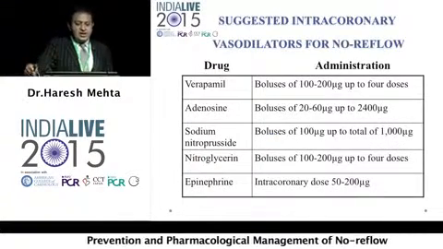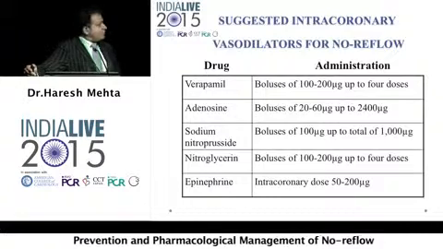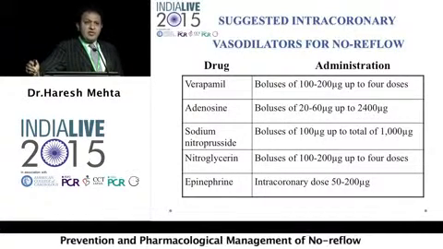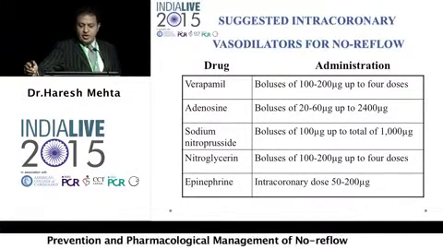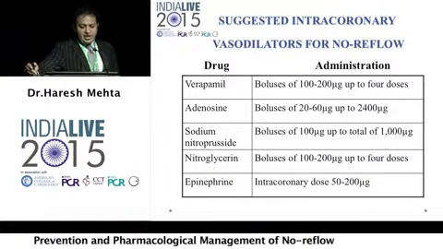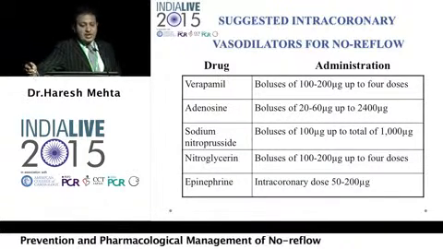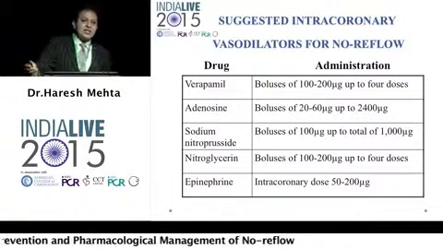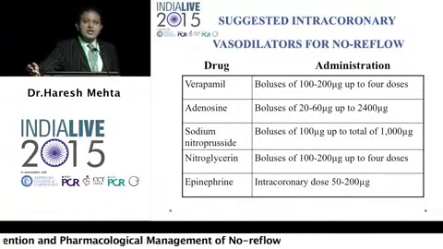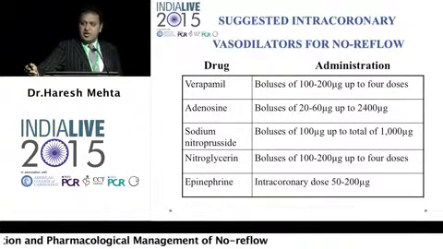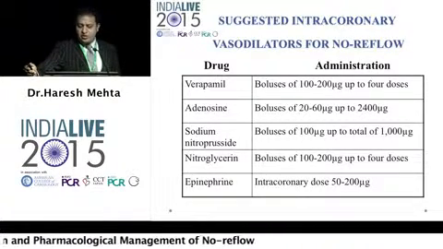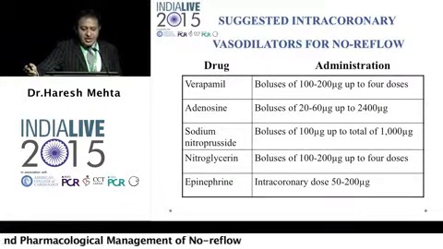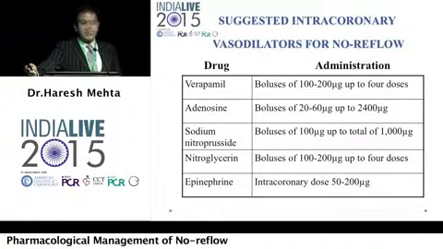And what are the suggested intracoronary vasodilators for no reflow? Verapamil, remember the dose is boluses of 100 to 200 micrograms up to 4 doses, can go up to 1 milligram, which I showed you. Adenosine boluses of 20 to 60 micrograms, you can go as high as 2,400 micrograms. Sodium nitroprusside, boluses of 100 microgram, can go up to a total of 1,000 microgram. Nitroglycerine, 100 to 200 micrograms, up to 4 doses.